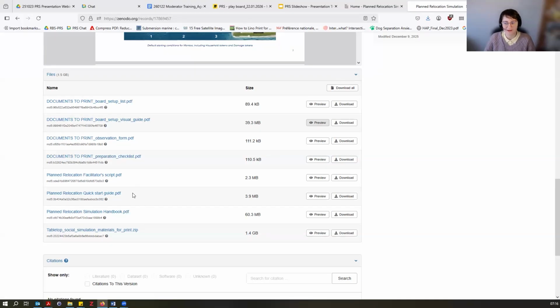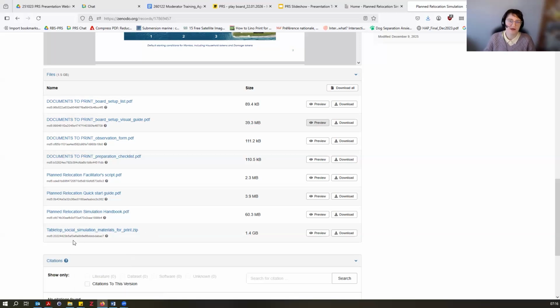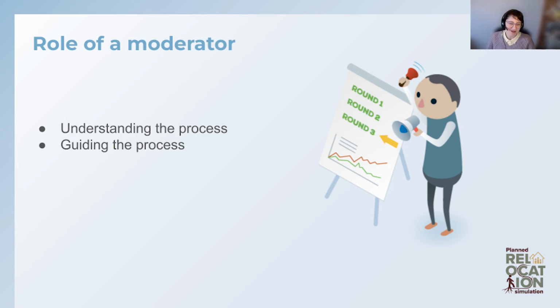Those are also printable, but they are also prepared and optimized to be used on your digital screens. And then probably the most important element uploaded to Zenodo is a zip with tabletop social simulation materials for print, which contains all the printable cards, maps, and tokens that we will show you later on that are the core of the simulation.